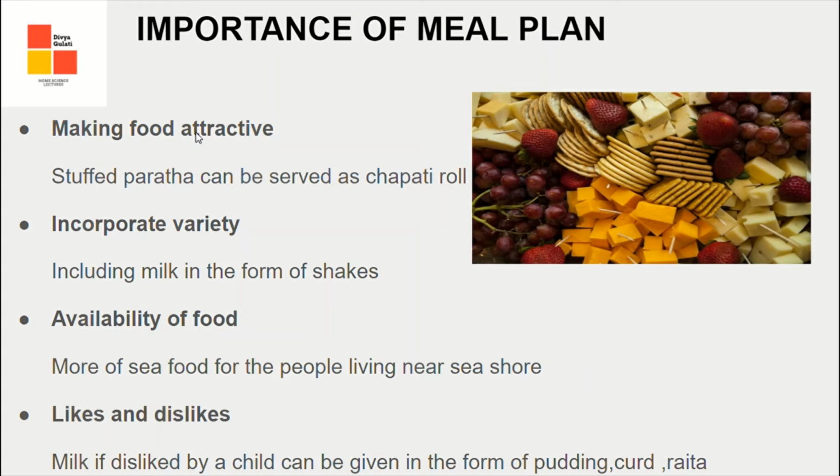Availability of food is there. This is according to the area. More seafood for the people who are living near the seashore. More vegetables are there for the people who are living on plains. Rock salt is available for the people who are living on hills.